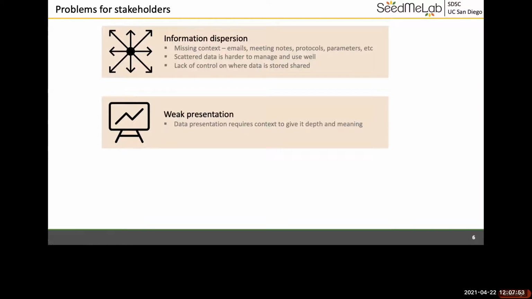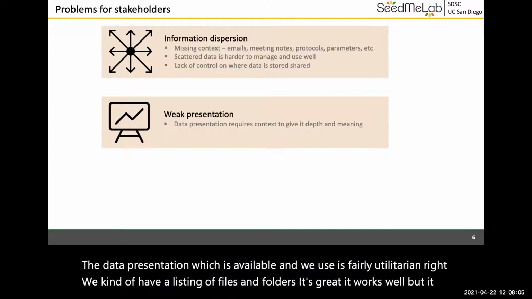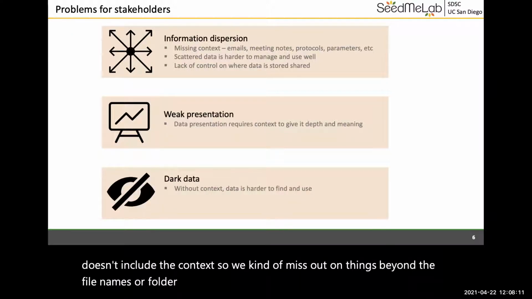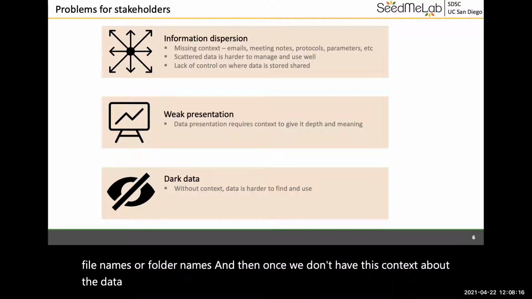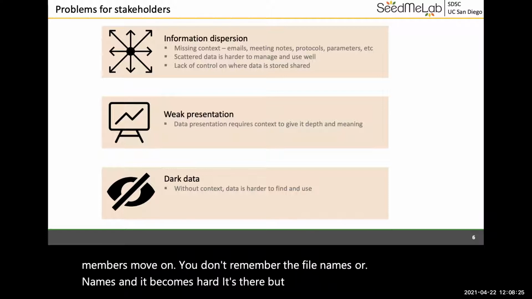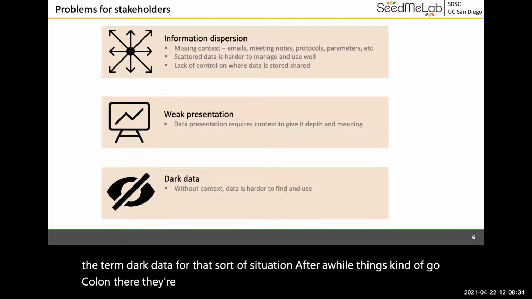The data presentation which is available and we use is fairly utilitarian, right? We have a listing of files and folders. It's great, it works well, but it doesn't include the context. So we miss out on things beyond the file names or folder names. And once we don't have this context about the data, over time, it becomes harder and harder to use. The team members move on, you don't remember the file names or folder names, and it becomes hard. It's there, but it becomes hard. So I like to use the term dark data for that sort of situation. After a while, things go cold and they're very hard to find and use.